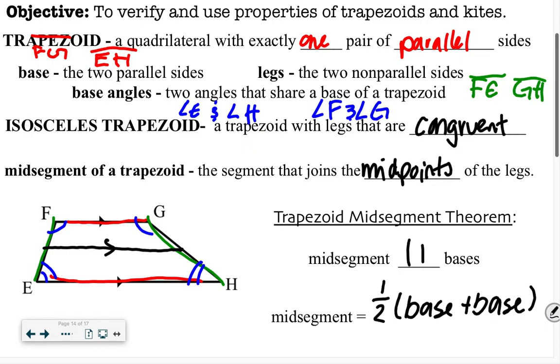Sometimes, like in a book, you might see base 1, base 2. Just don't add the same base and you'll be fine. I think base 1 and base 2 are kind of redundant, but you can add them in there if you want. Okay, you ready for examples?